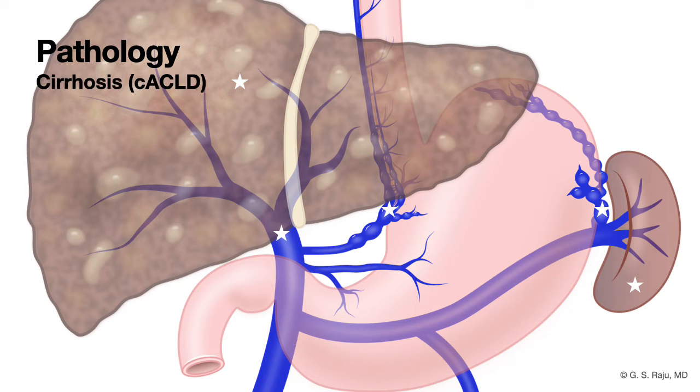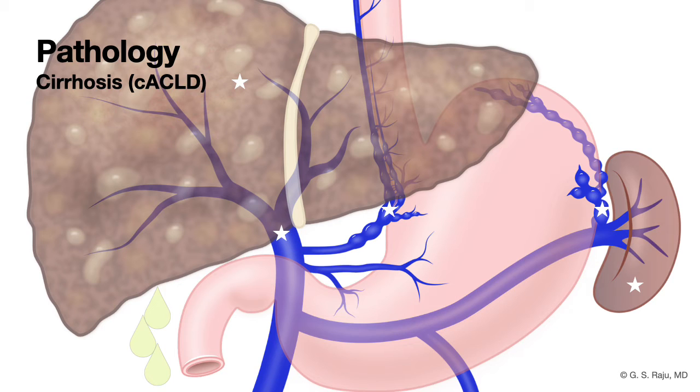And finally, with portal hypertension, hyperdynamic circulation results, and also decrease in extracellular volume, activation of renin-angiotensin system, salt and water retention results in ascites. So this is the pathology of cirrhosis.